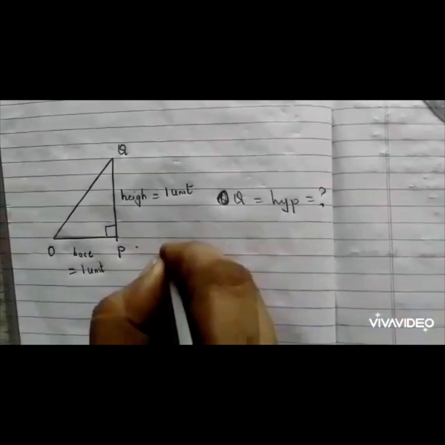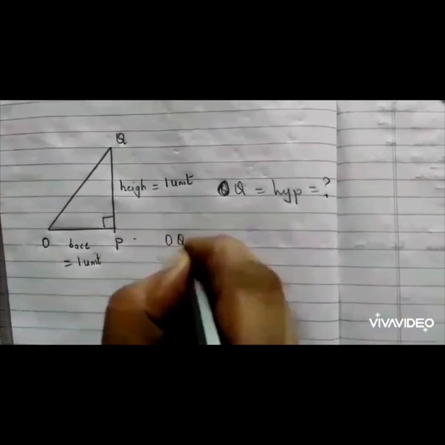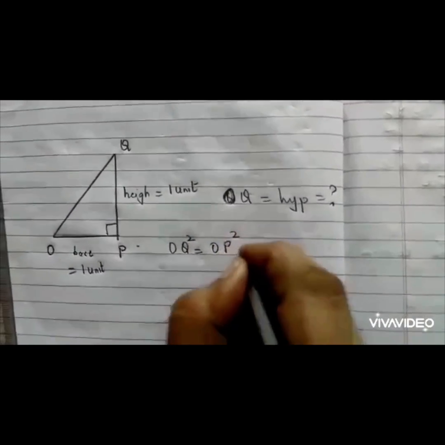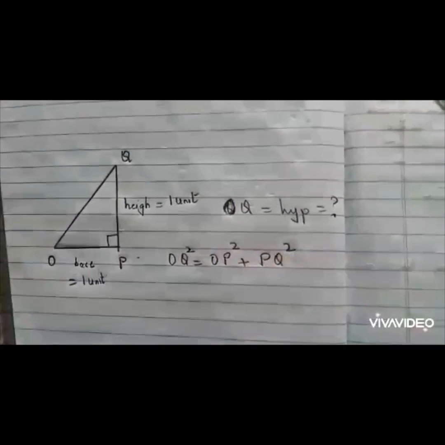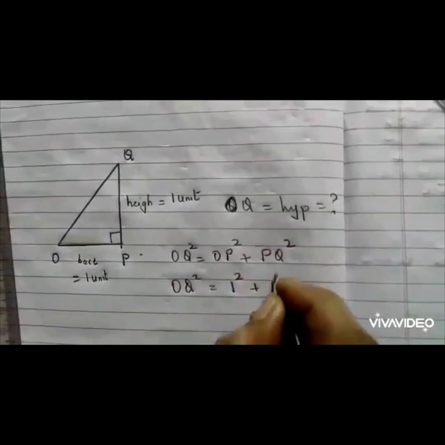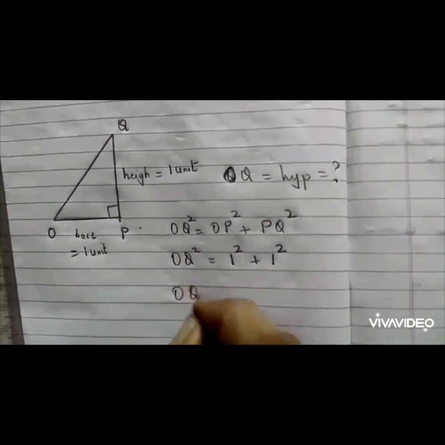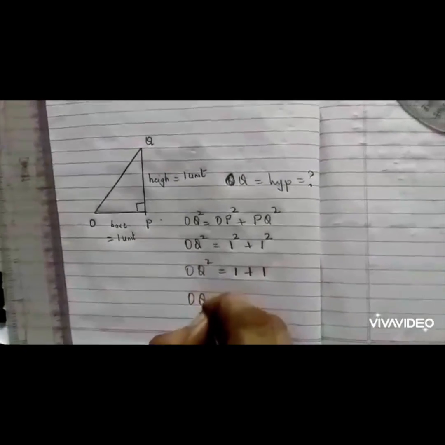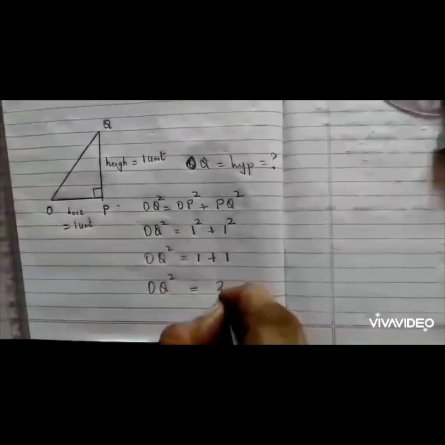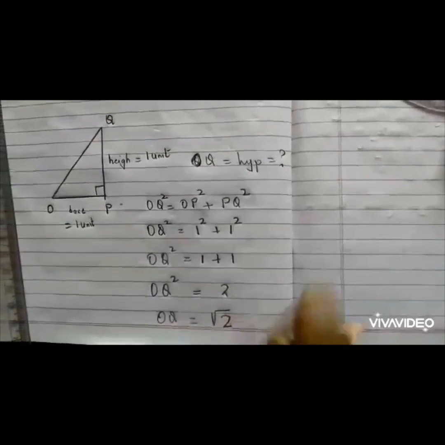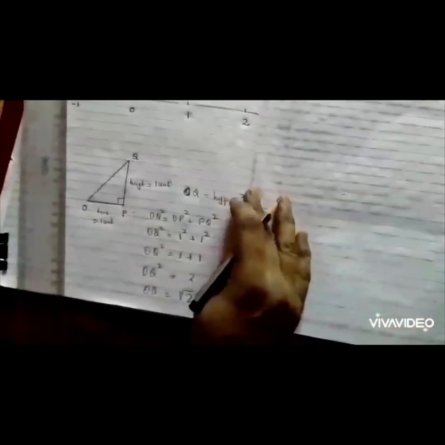By Pythagoras theorem, we have OQ squared is equal to OP squared plus PQ squared. OQ squared is equal to 1 squared plus 1 squared. OQ squared is equal to 1 plus 1. OQ squared is equal to 2. Therefore, OQ is equal to √2. We use this concept to represent √2 on the number line.